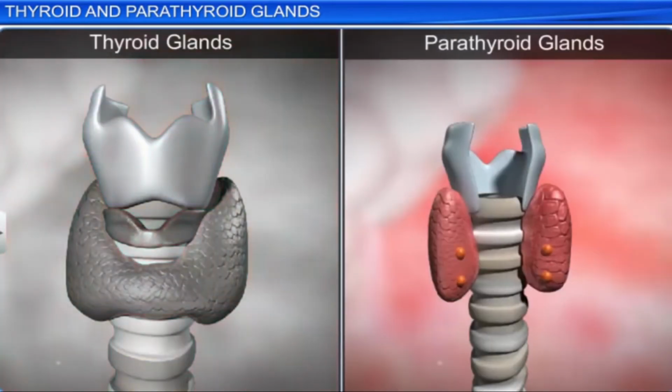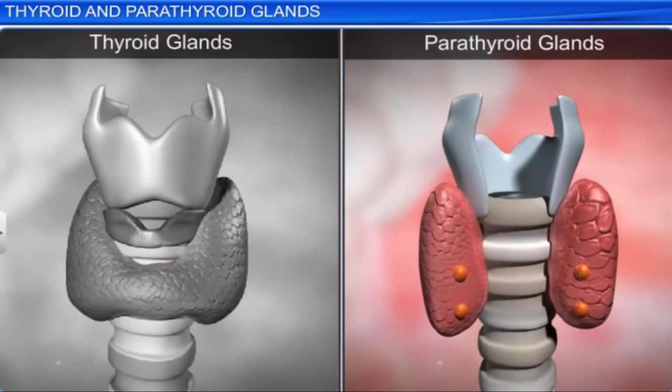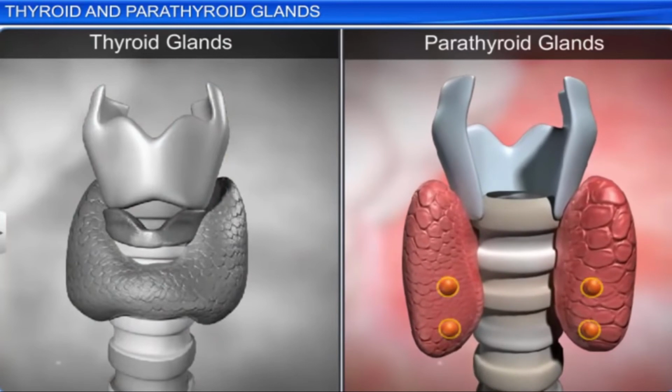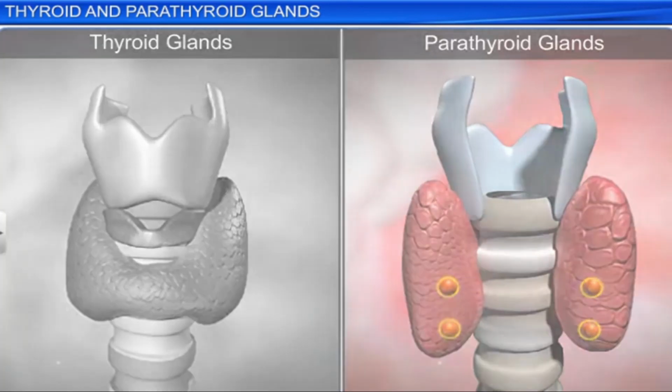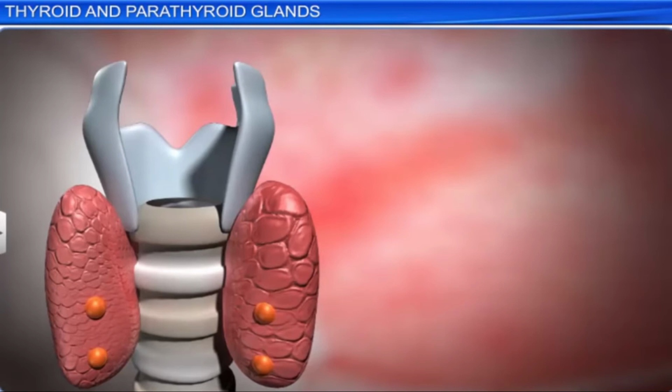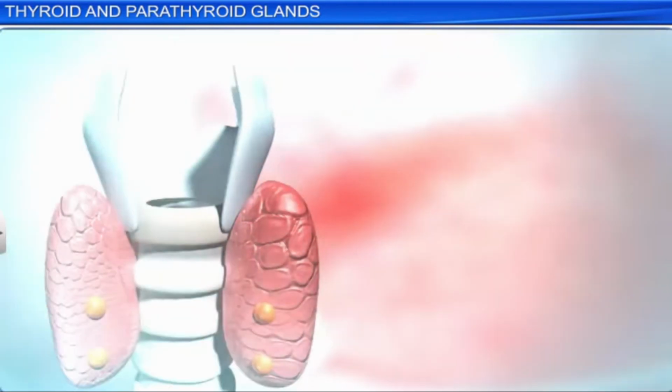Let's study about parathyroid glands now. In humans, there are two pairs of parathyroid glands, which are partially embedded in the thyroid lobes dorsally. They are small, pea-sized glands, two of them present on each side of the thyroid lobes.